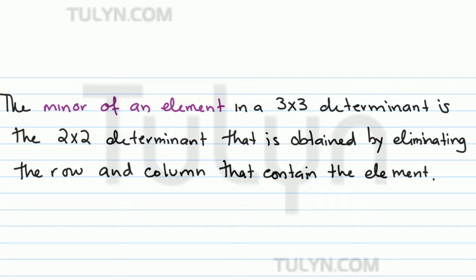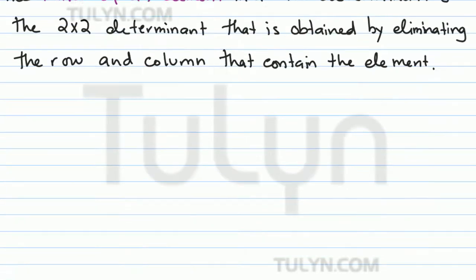In order to start using the expansion of minors method to evaluate a 3x3 determinant, we need to develop the notion of the definition of a minor. So it says here that the minor of an element in a 3x3 determinant is the 2x2 determinant that is obtained by eliminating the row and column which contain the element.